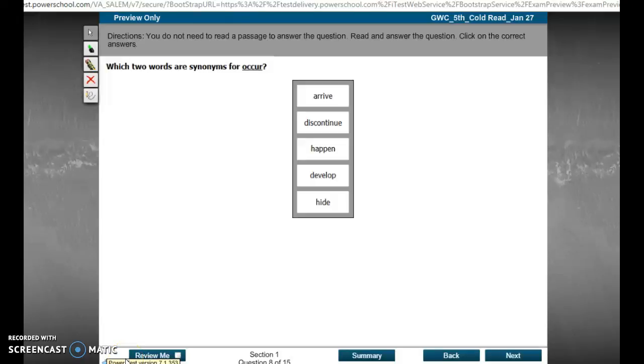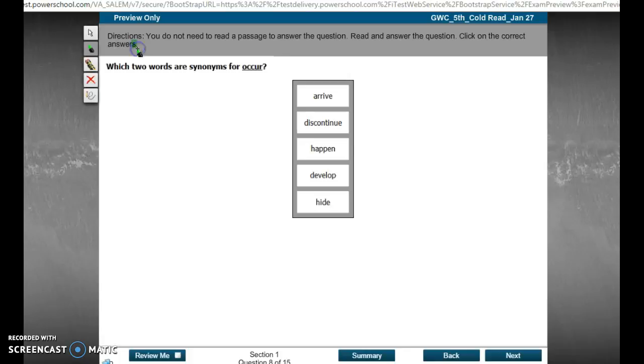Okay, this is number 8. So again, it's a TEI, so people really struggled with those overall. They are difficult, so you have to take them very slowly and carefully. The directions say you do not need to read a passage to answer the question. Read and answer the question. Click on the correct answers.